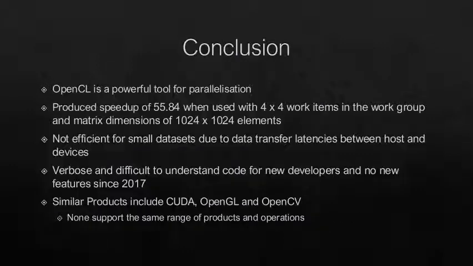In conclusion, OpenCL was created as and remains to be a powerful tool for parallelization. It produced an impressive speedup of over 55 when used with a matrix multiplication example. It was found that while OpenCL is very helpful for large datasets, the latencies are impractical for smaller tasks. Despite its verbose and complex code, OpenCL is still a valuable platform when compared with the alternatives on the market.